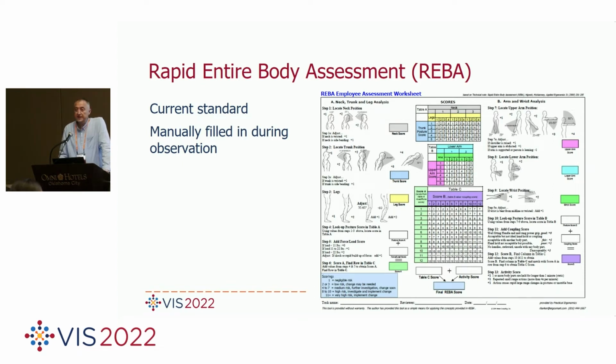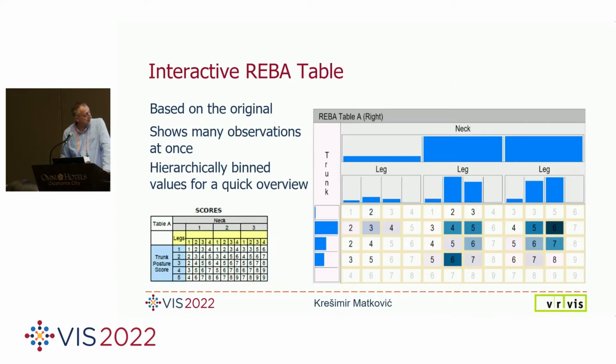This is now their current state-of-the-art, the so-called REBA table, or Rapid Entire Body Assessment table, which they manually fill in during the session where they observe a worker. Oops, sorry.